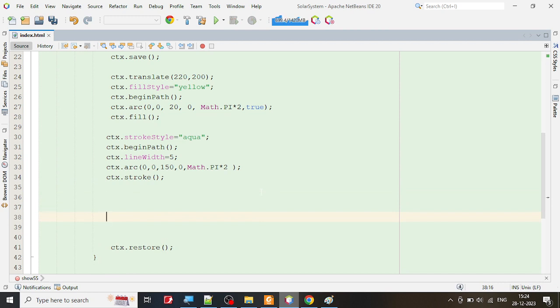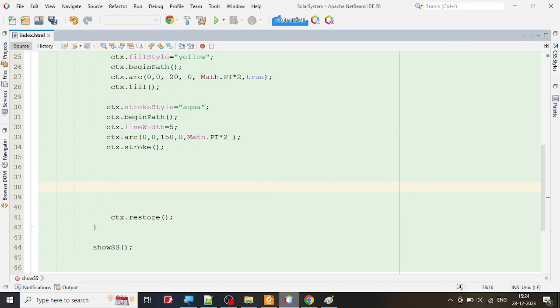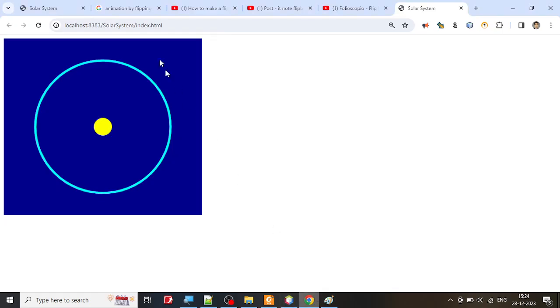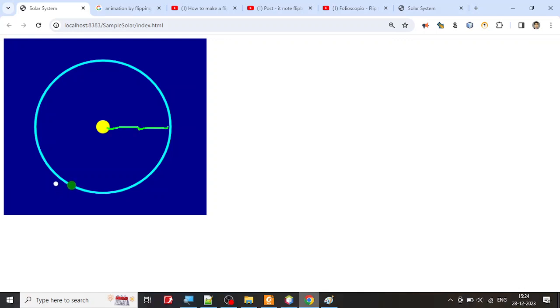Now what is left is the earth, right? So where is the earth? First let's look at it. Earth is green in color, and the earth is not at the center. It is at this location. What is this location? This I've already taken. This is 150. So you have to go 150 from the center. That's the radius, and then the earth must come here.